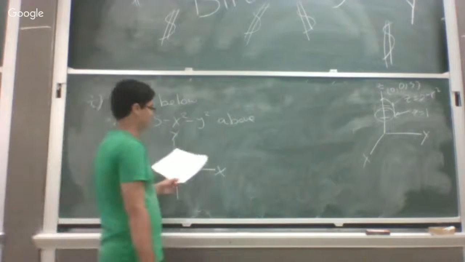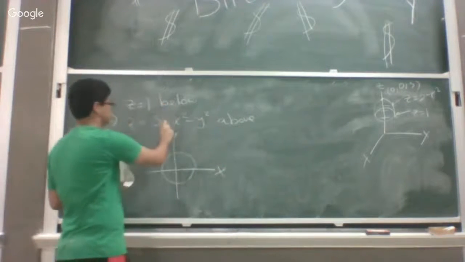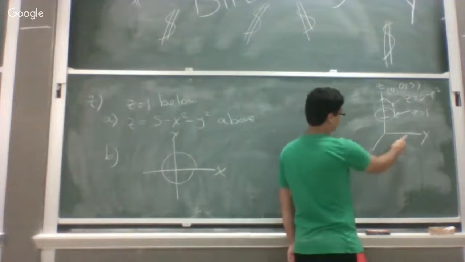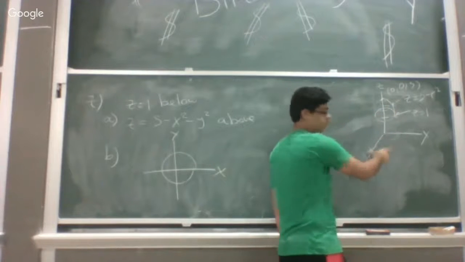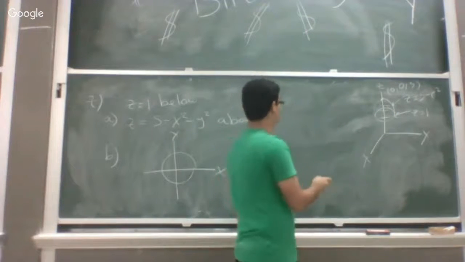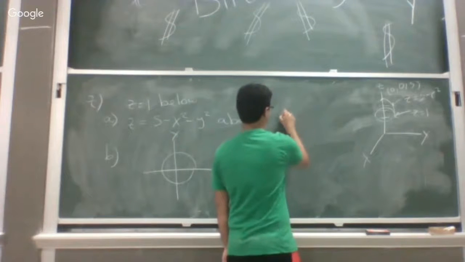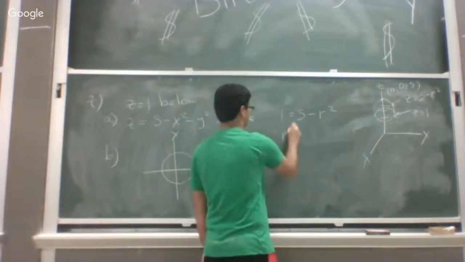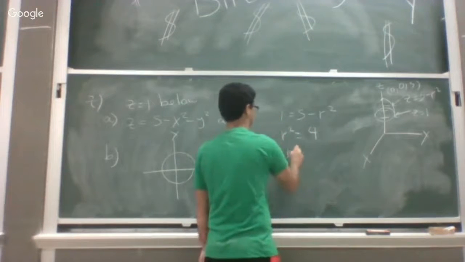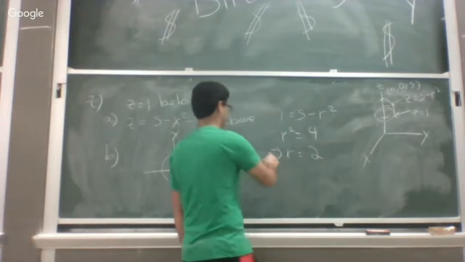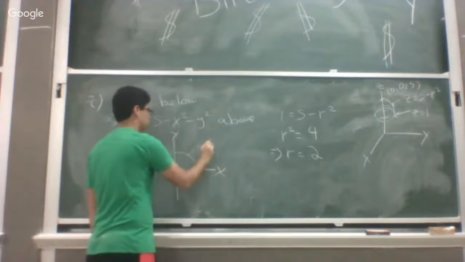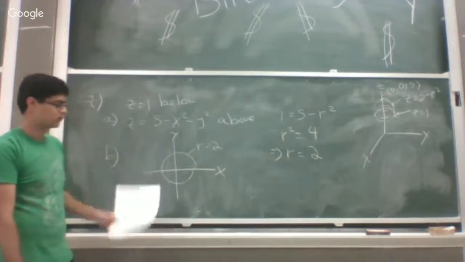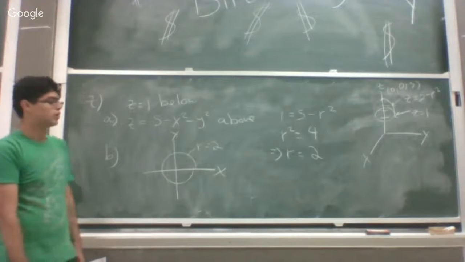Yep. So we set these equal to each other because what goes on the x and y plane is the biggest circle possible, and that's when z is equal to 1. So 1 is equal to 5 minus r squared. R squared is equal to 4. R is equal to 2. Any questions on that?